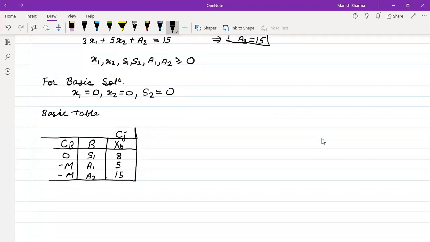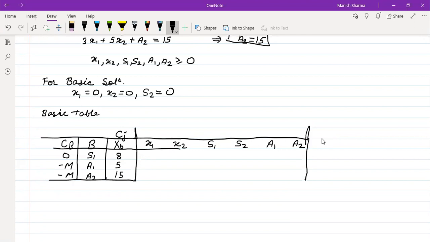So the variables will be x1, x2, s1, s2, a1 and a2. So these are my columns. And now I'll draw the table completely. So I'll draw it like this.